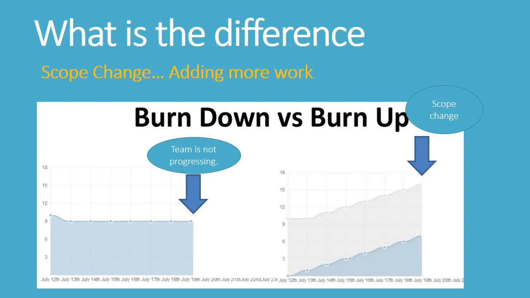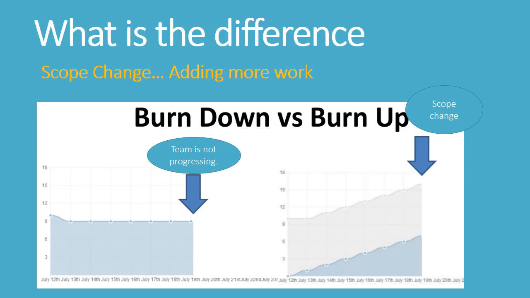So what is the basic difference between these two tools? At first glance, they both look similar. They both are representing the progress of the team to the management. But the real difference comes into the picture when there is a scope change. For example, I'm adding some work to the sprint. So let's see how the burn down chart and burn up chart are going to represent this situation.